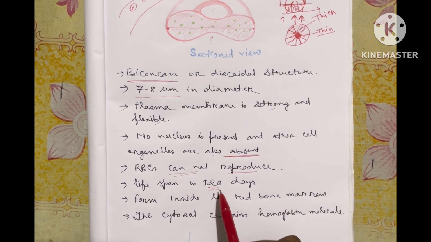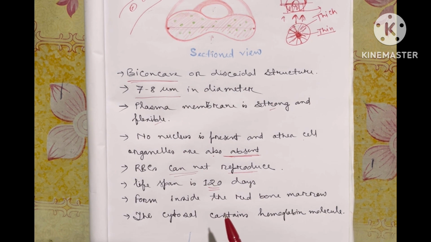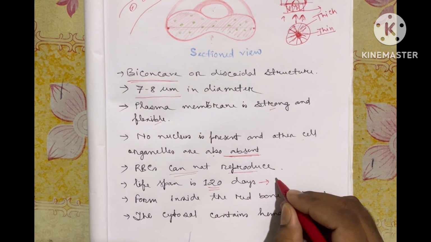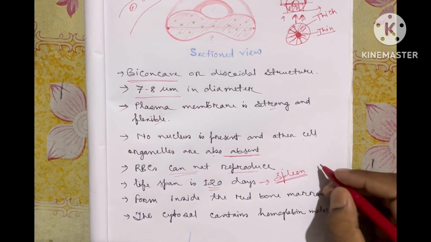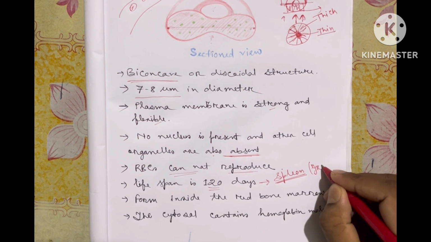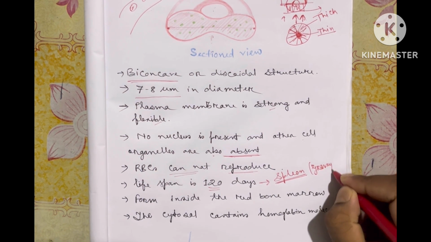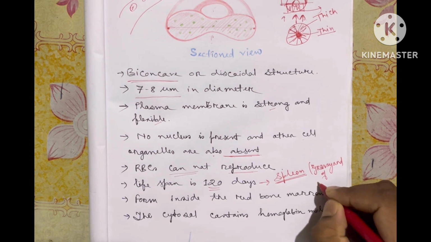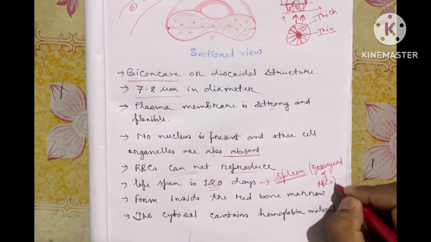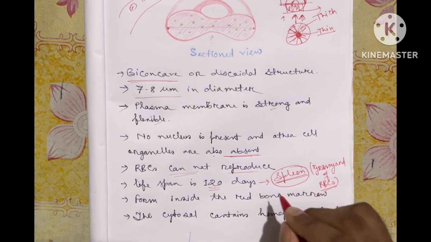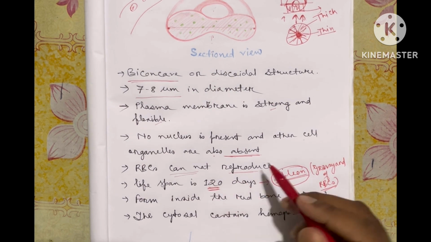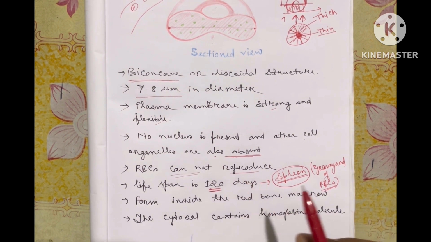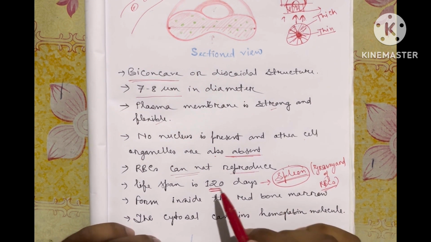So what is the average lifespan? It's 120 days. And after 120 days, it will go to the spleen, which is the graveyard of RBC. The spleen is the graveyard of our RBCs. So after 120 days of circulation inside the blood vessels, our RBC will definitely go to our spleen and it will get destroyed.